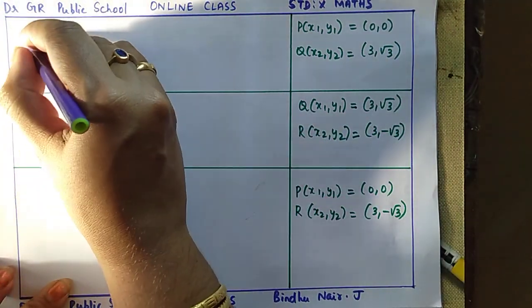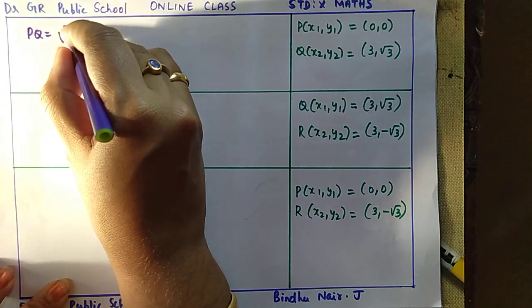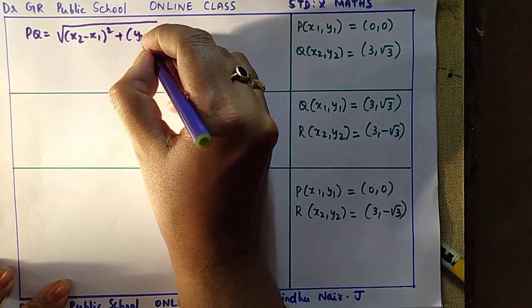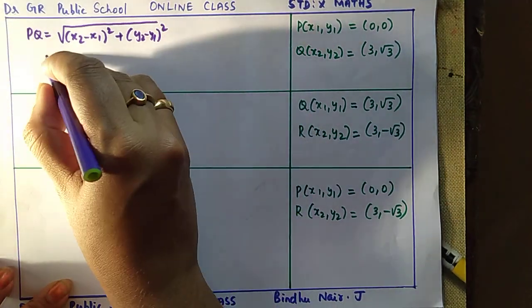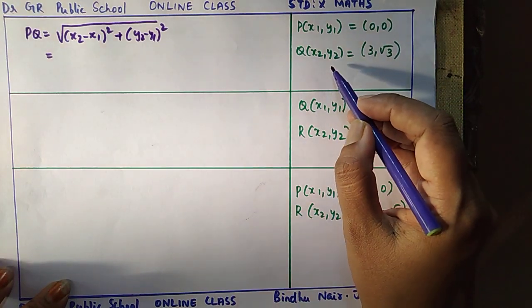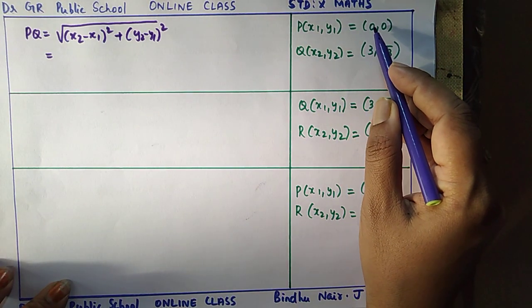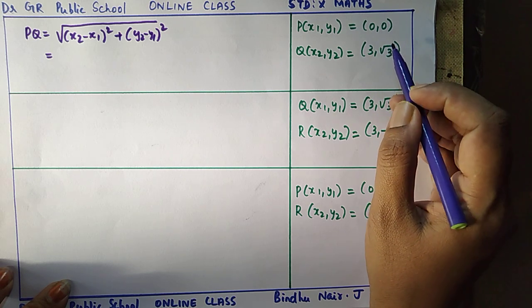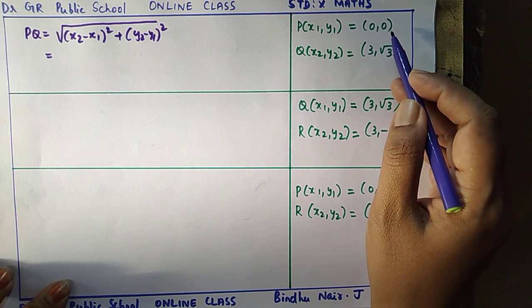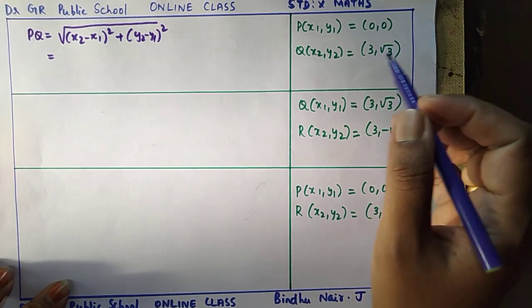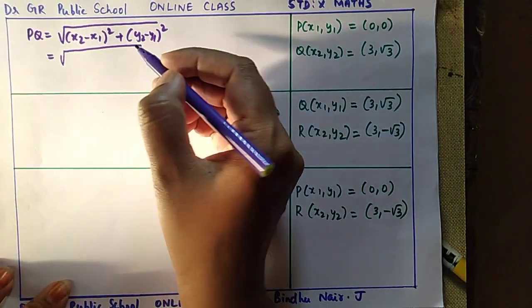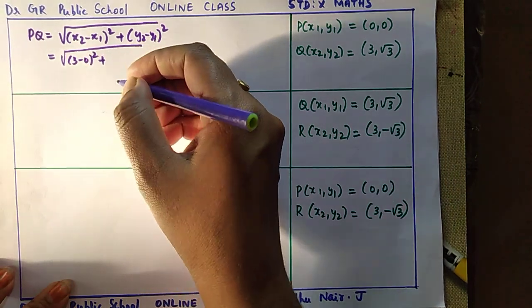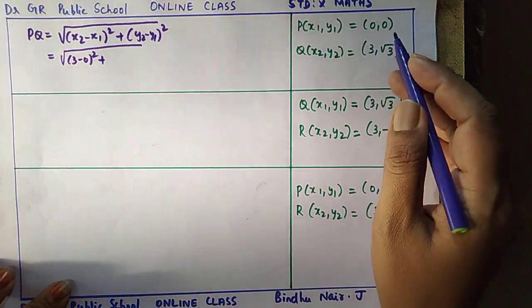So how will you do? PQ equal to, first you write down the distance formula, that is root of x2 minus x1 the whole square plus y2 minus y1 the whole square. Okay, that is equal to, what is x2 here? 3. x1 is 0. So 3 minus 0 the whole square. Similarly, y2 is root 3, y1 is 0. So root 3 minus 0 the whole square. Okay, right. So we are writing root of 3 minus 0 the whole square plus, what is here? Root 3 minus 0 the whole square.